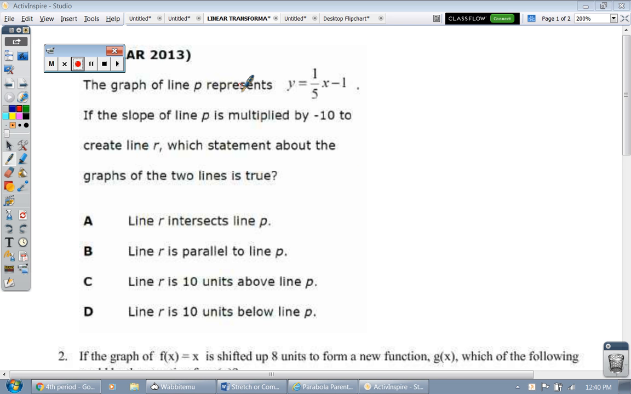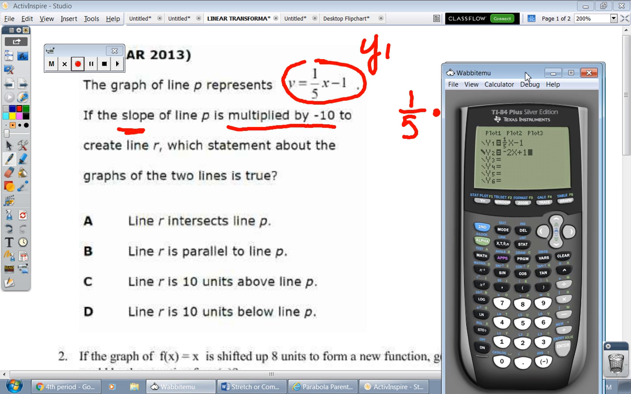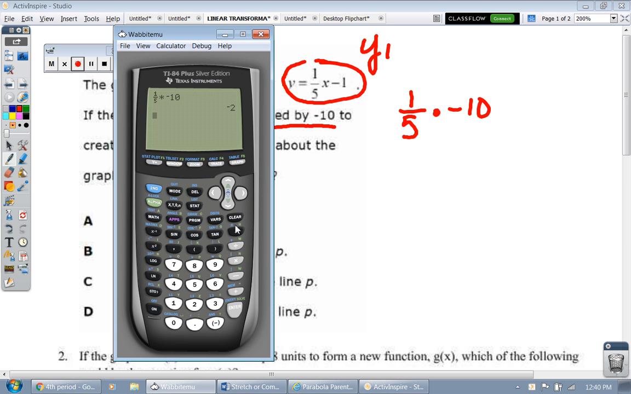The graph of line P represents your first equation, this is what's going to go in y1. If the slope of line P, remember there are two parts to a line graph. There's the slope, which is the number in front of x, and this is what is multiplied by -10. So we're going to take our calculator and multiply that slope of 1/5. And if you see right here, it's already done for us. 1/5 times -10 is now going to give me a new slope of -2. That's the number in front of x.